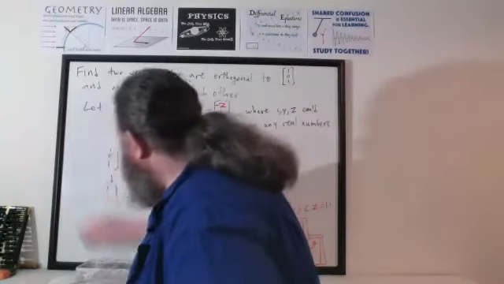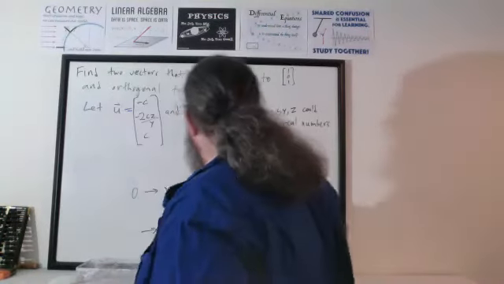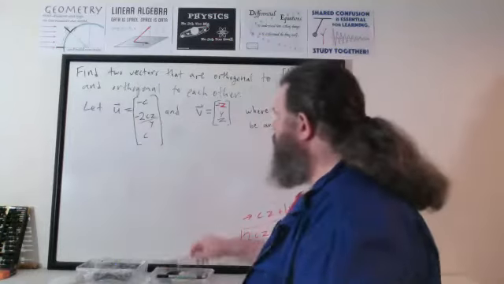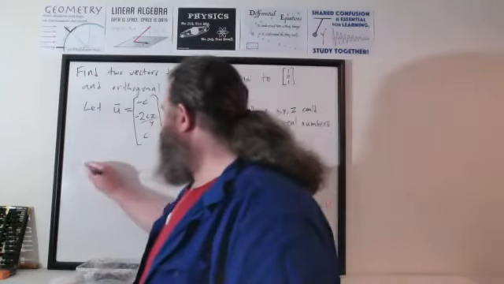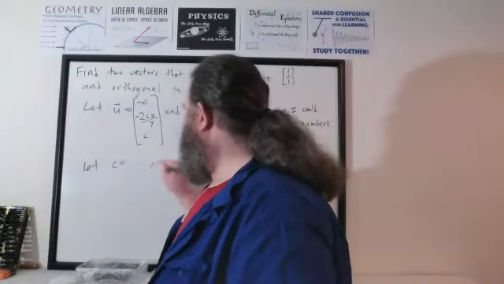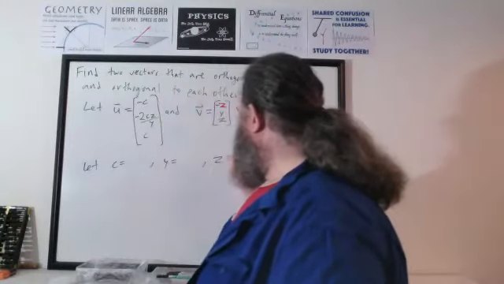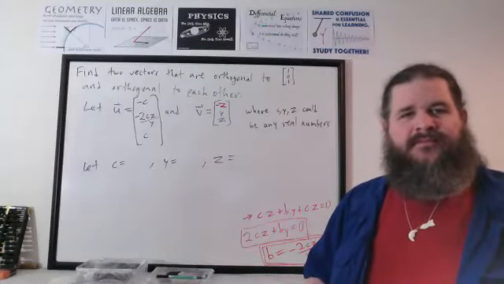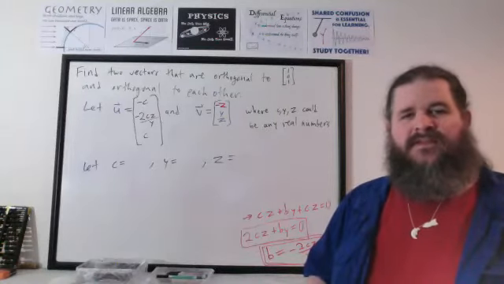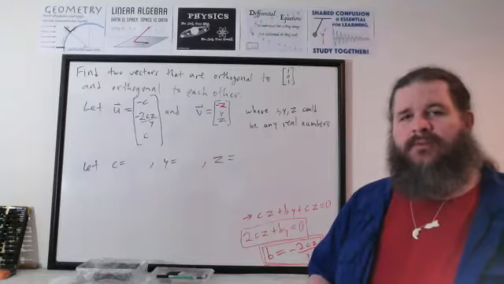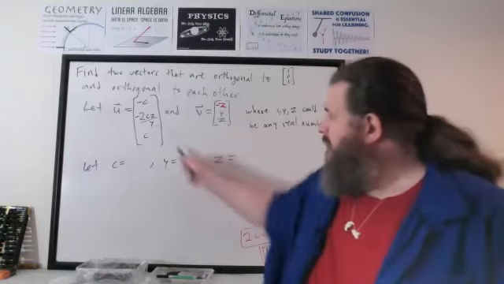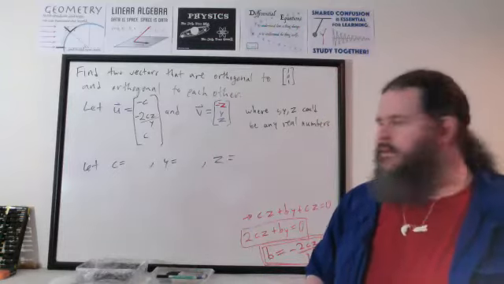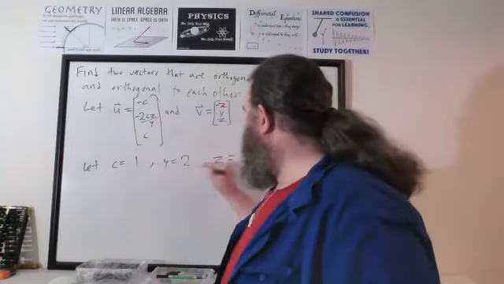So for example, let's try picking some numbers. Give me some values for C, Y, and Z. Just pick some numbers to use. It can be anything you want as long as they're not all 0. And of course, Y can't be 0 because then we get a division by 0 problem. Let's try 1, 2, 1, sure.